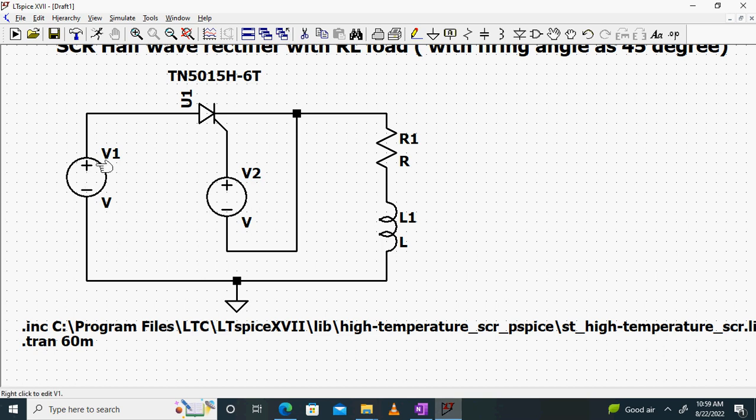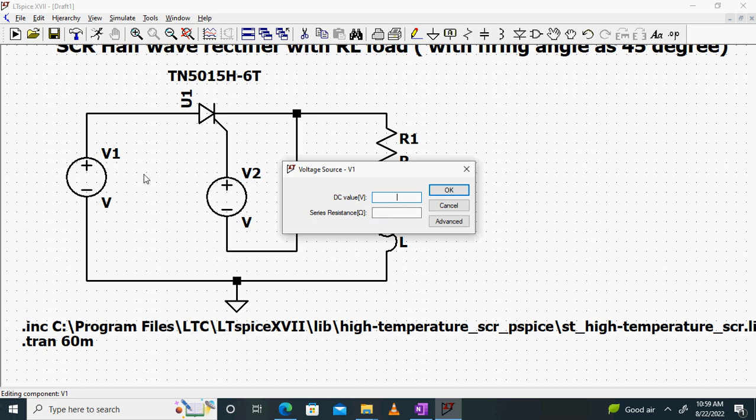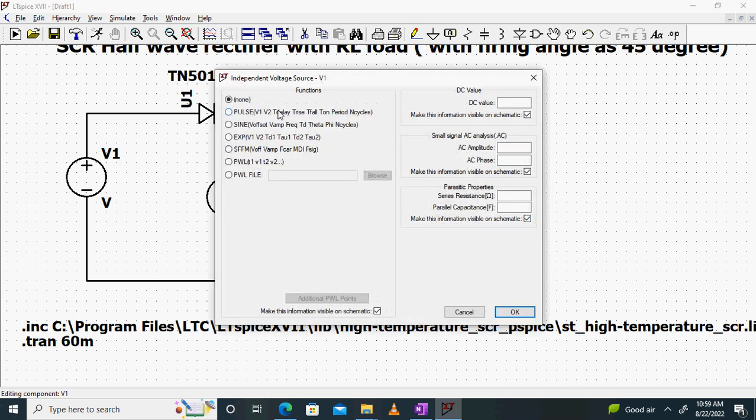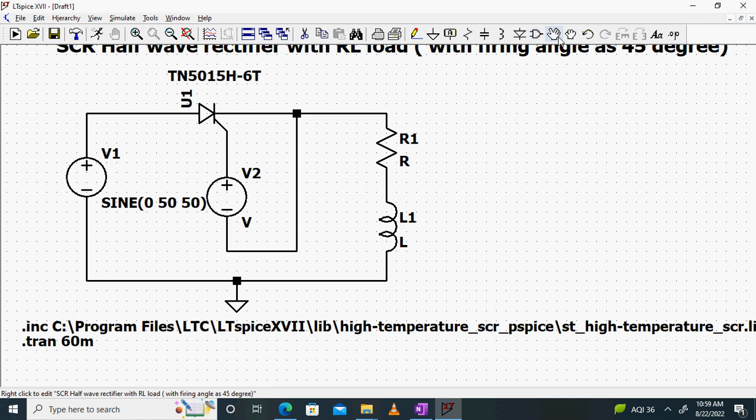So over here, this is my source voltage. I'll right click over here, go to advanced and select sine, right? And over here, DC offset is 0. Amplitude, we have to give around 50 peak value and the frequency is 50. Click on OK. So your anode supply voltage has been applied as 50 volts peak value. Now we have to see the gate voltage.